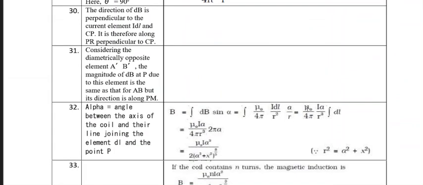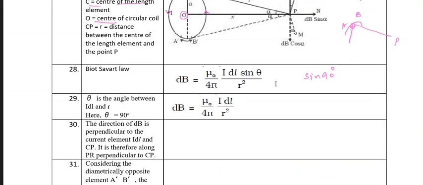Now alpha is the angle between, you just go through that. What is that? Alpha is the angle between the axis of the coil. Where is the axis of the coil? This is the axis of the coil.